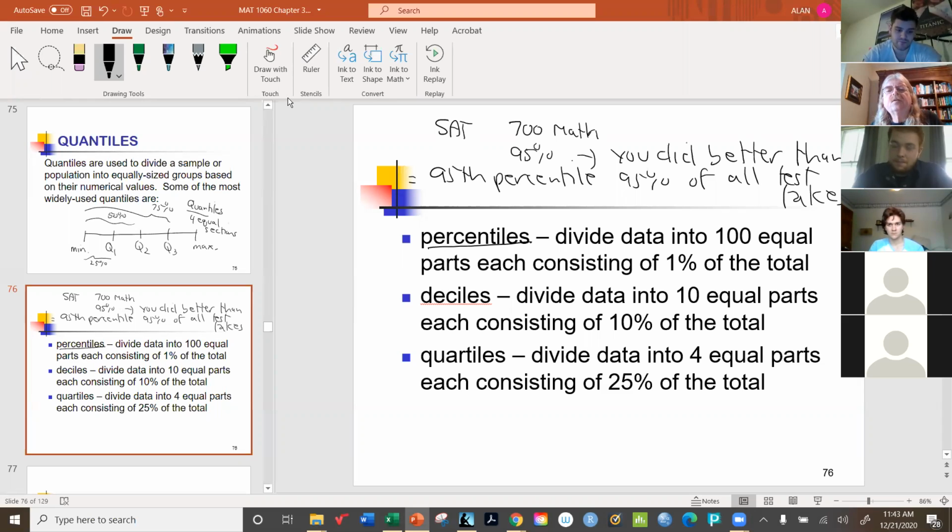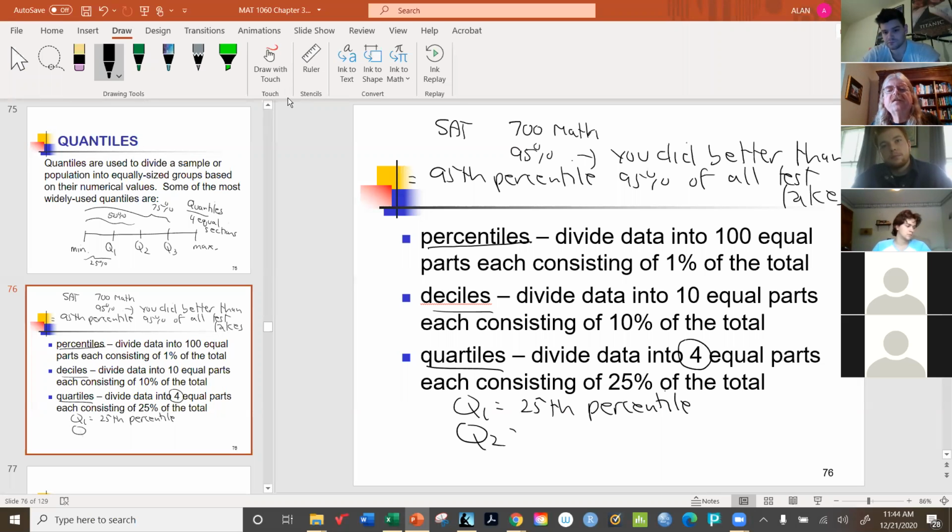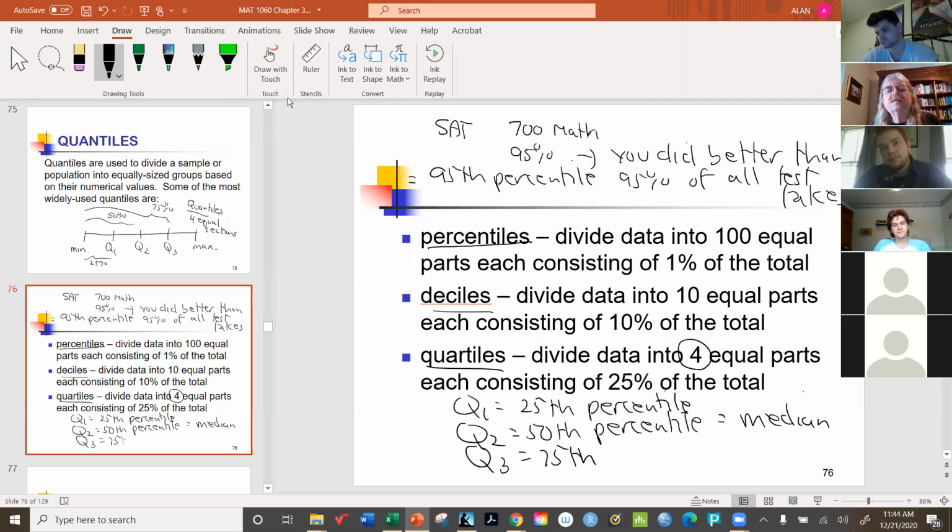Sometimes the data is broken up into 10 equal parts, which are called deciles. You don't say that quite so often. Then quartiles means 4 equal parts. This is the one we're going to focus on here. Quartiles. They're very useful in statistics. And the quartiles are a special case. Quartile 1 is the 25th percentile. Quartile 2 is the 50th percentile, which, by the way, is also the median. And quartile 3 is the 75th percentile.